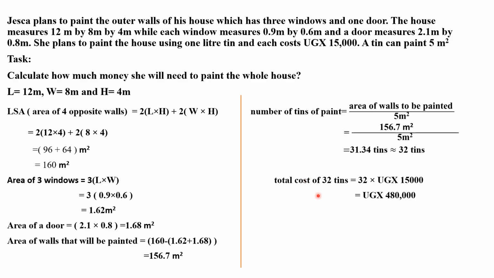And then your total cost. I'll ask myself, how much is each tin? It's 15,000. So the total cost of 32 tins will be 32 times the cost of each tin. And for that case, I get 480,000 shillings as the total amount of money that is needed to paint the whole house.